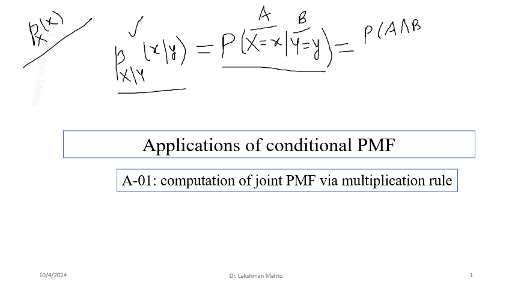And you have to normalize it by the probability of B. Why? Because you are trying to compute the newly designed probability with the scenario of B. So that's why you normalize it. So here, B is your new sample space.